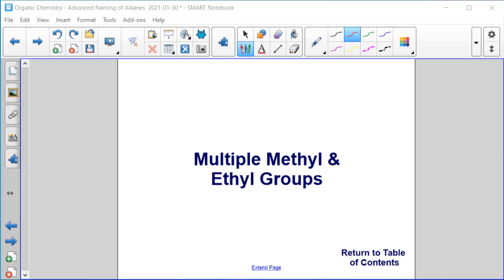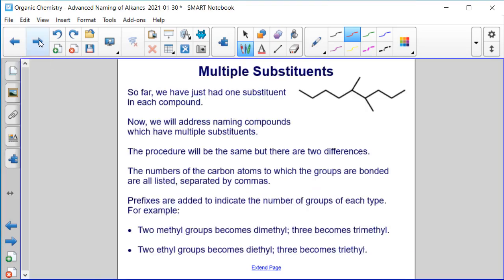In this next section, we're going to talk about structures that have multiple methyl and ethyl groups. So in the previous two sections, we had single methyl groups or single ethyl groups. In this section, we're going to look at structures that have multiple of either methyl or ethyl groups, or both. So far, as I said, we've had just one substituent in each compound. Now we're going to address naming compounds which will have multiple substituents.